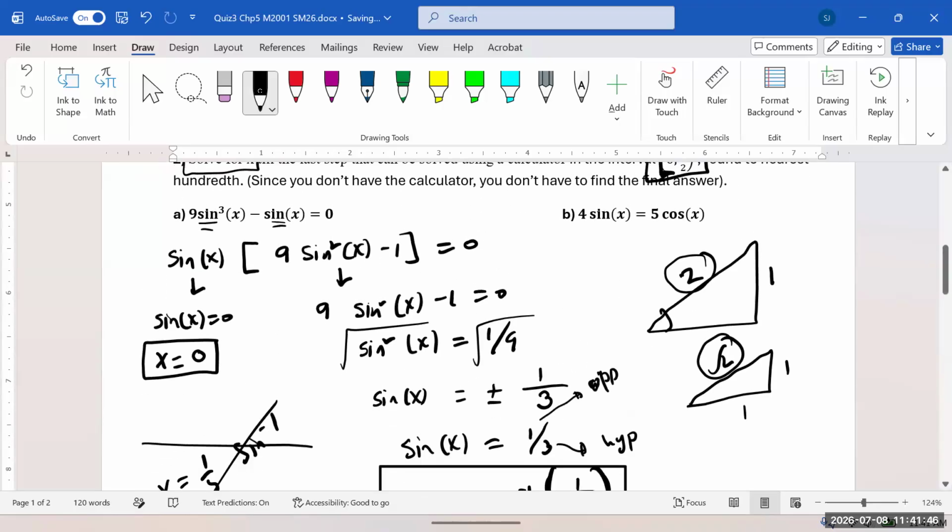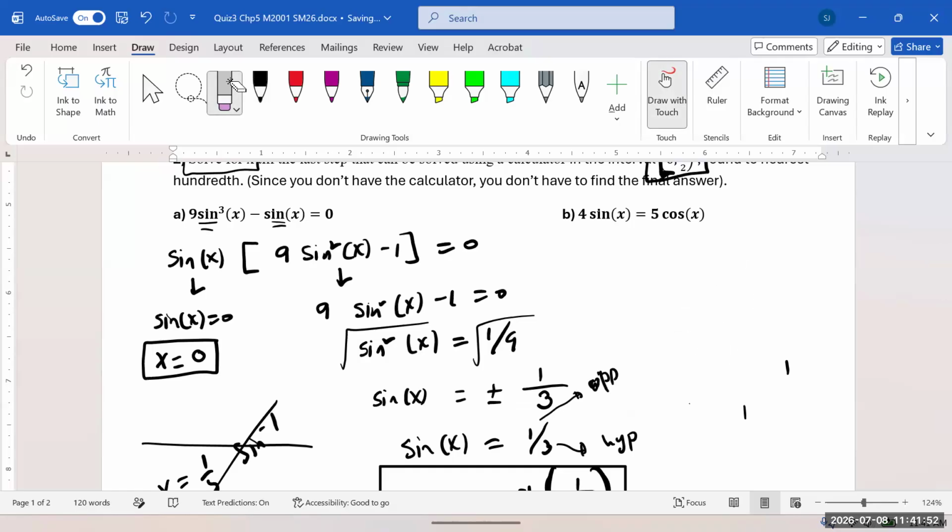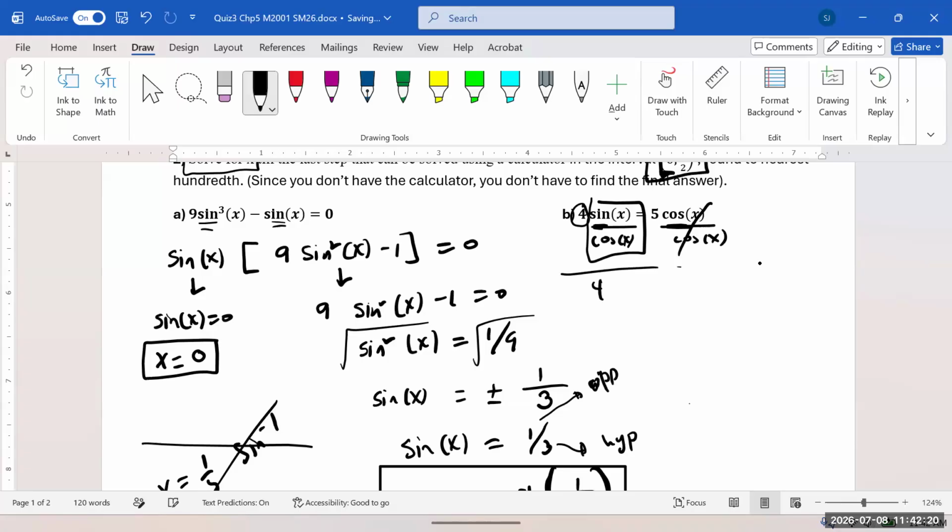Okay, the next one, Marco made it so complicated, but actually it was so simple. It's very, very simple. Anytime you see sine and cosine, tangent, divide by cosine. Okay, so here we have a tangent. That means this 4 is not needed because we want the trig function to be alone. So we divide by 4, 4 cancel out. So we are left with tangent x equals 5/4.